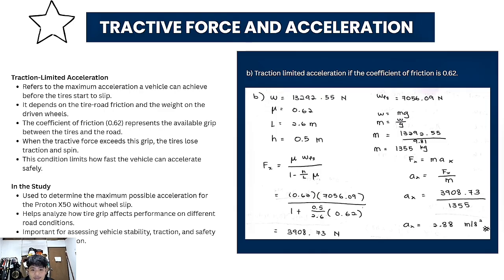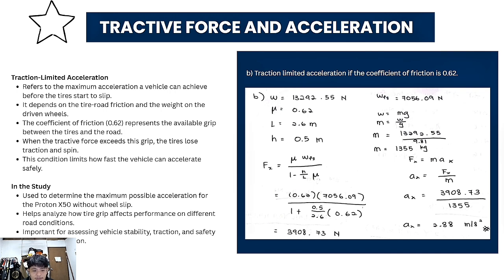Next, let's move to the traction limited acceleration if the coefficient of friction is 0.62. Traction limited acceleration refers to the maximum acceleration a vehicle can achieve before the tires start to slip. It depends on the tire road friction and the weight on the driven wheels. The coefficient of friction, 0.62, represents the available grip between the tires and the road. When the tractive force exceeds this grip, the tires lose traction and spin. These conditions limit how fast the vehicle can accelerate safely.